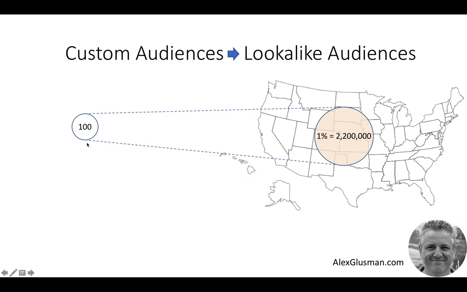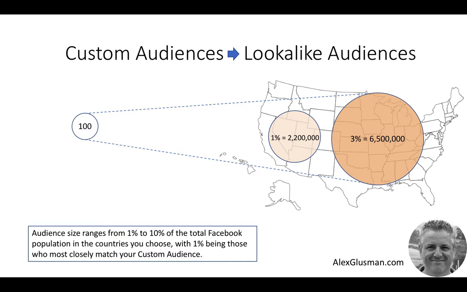What we're going to talk about now is how those lookalike audiences can be bigger than 1%, anything between 1 and 10%. You have the choice when you create the audiences to create them at whatever percentage you want. But there's a catch. Before I talk about the catch, let's see how a 3% lookalike audience can be 6,500,000 people that you can target. That makes it really exciting, but be aware that audience sizes range from 1% to 10% of the total Facebook population in the country you choose, and bear in mind this is based on the US population.